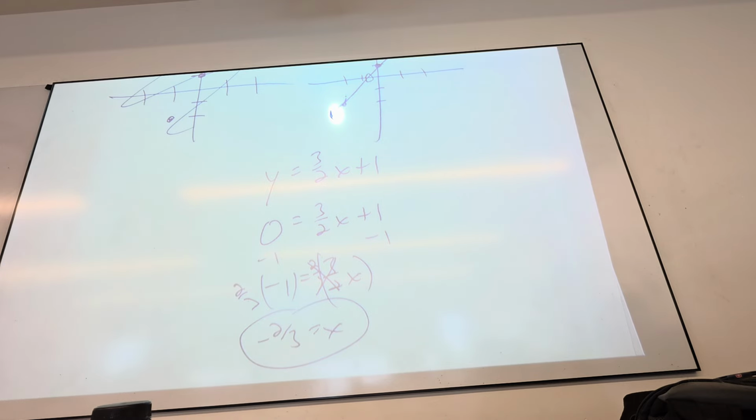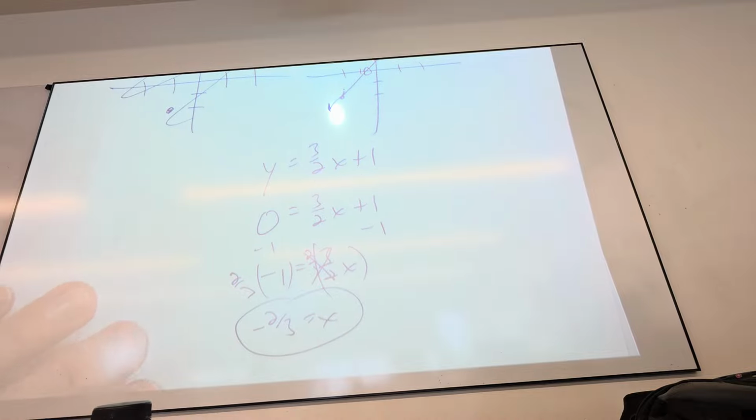So if I ever just say find the x and y intercept, you don't have to do anything else except plug a 0 in for x. Plug a 0. Now be really careful. Be really careful. I always got to remember this. What exactly is the x-intercept?